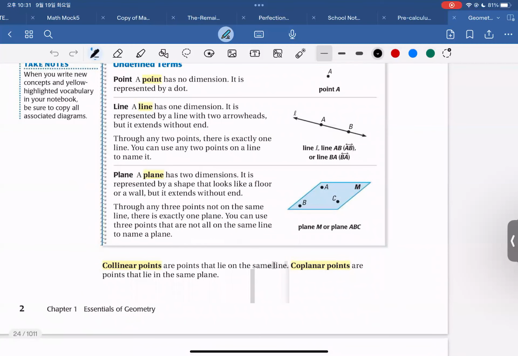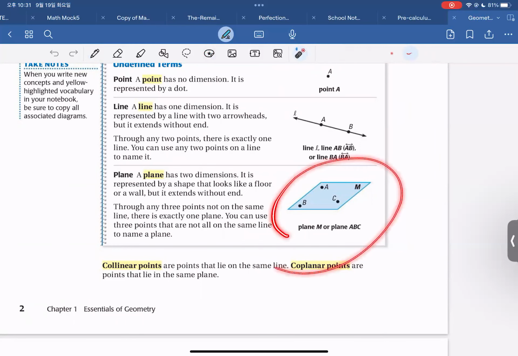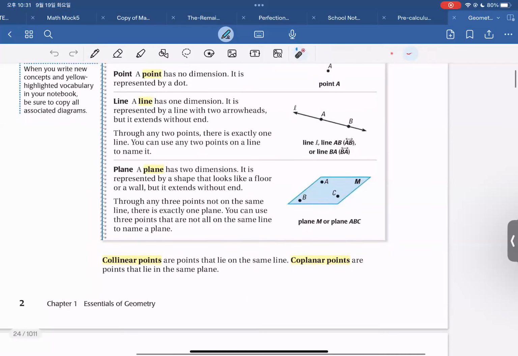But second, let's look at planes. Planes have two dimensions, which means it's 2D. You've probably heard the term that this figure is two-dimensional, and this is the same thing. A plane is two-dimensional, and it's represented by a shape that looks like a floor or a wall, but it doesn't have an end. In this photo you can see what we call a plane, which is kind of like a coordinate plane, but it's infinite, with 4 points in it just to show you what it means.